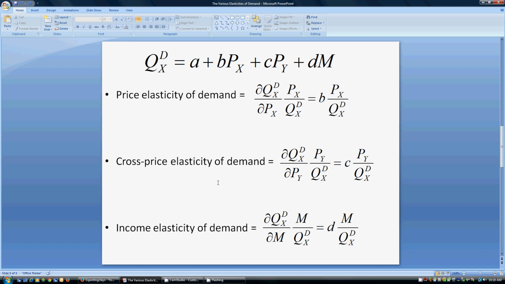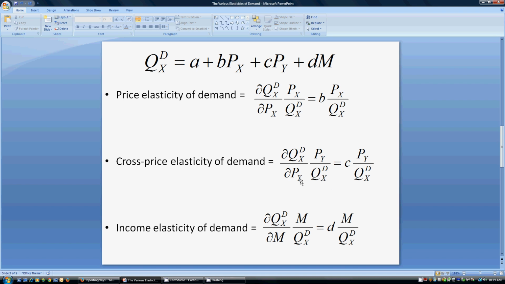The other elasticity formulas are defined in a similar manner, consisting again of three things. It's going to be the partial derivative of the demand equation with respect to the price of good Y. That's how we're going to start to get the cross-price elasticity of demand. We're going to take that value, multiply it by the price of good Y, and then divide it by the quantity demanded of good X.